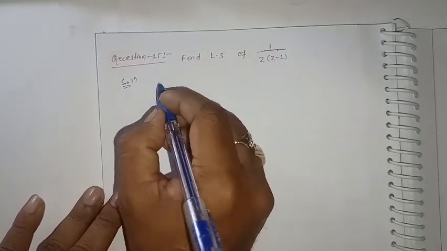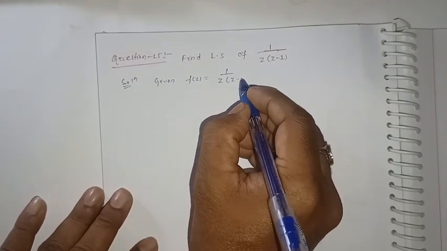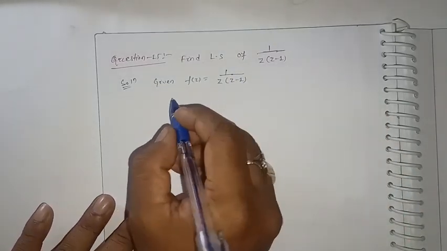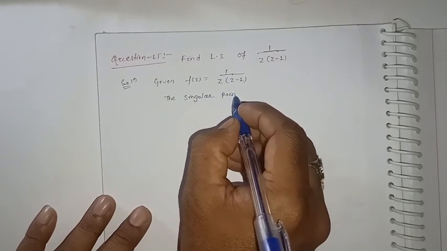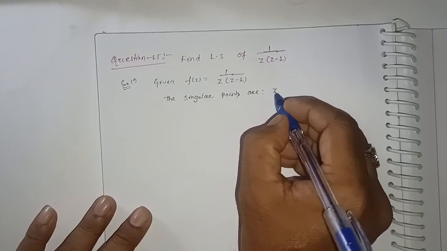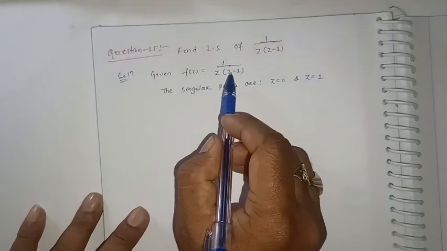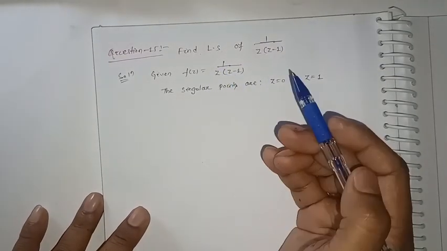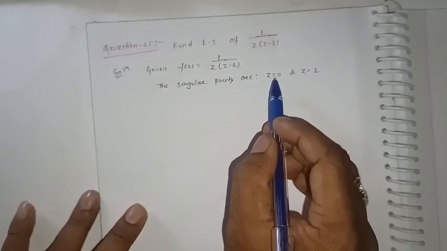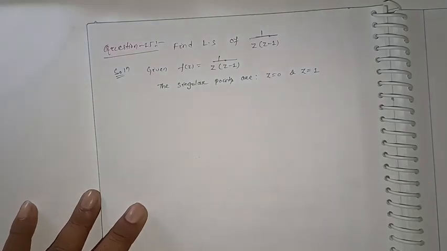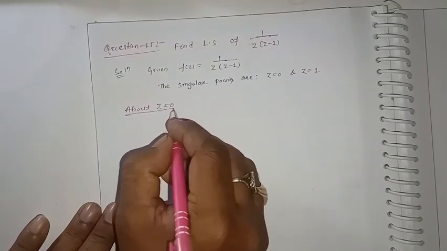So the solution is here: the given function is f(z) equal to 1 by z into z minus 1. From this function it can clearly be observed that the singular points are z equal to 0 and z equal to 1, right? If I put 0 here, the function is not analytic. If I put 1 over here, the function is not analytic. So these are the two singular points. Now we are going to find the Laurent series of this one about this one and this one. First we have to consider about z equal to 0.